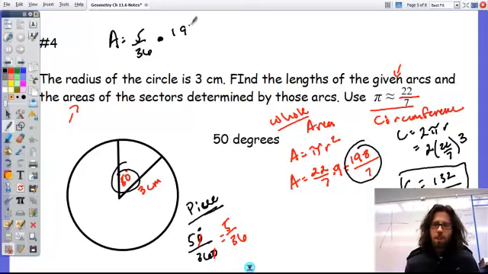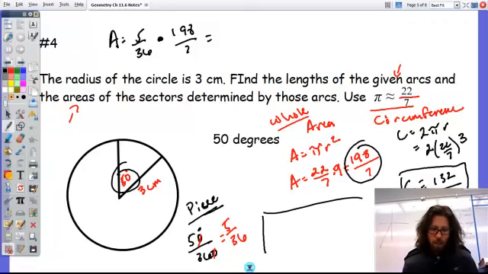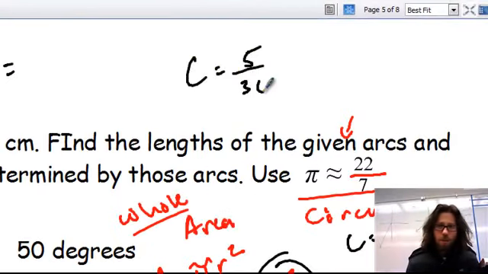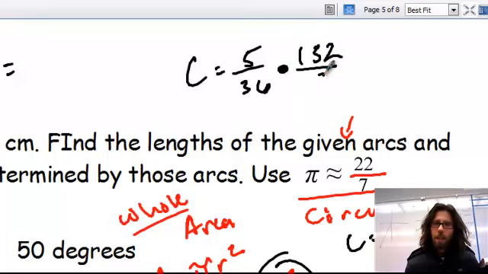And for the next piece, we have the circumference. Well, the circumference, same thing. It's just going to be 5/36 of 132/7. And so we multiply all of that out, and we're just going to get 990 over 252, which I'll let you reduce down, no problem.